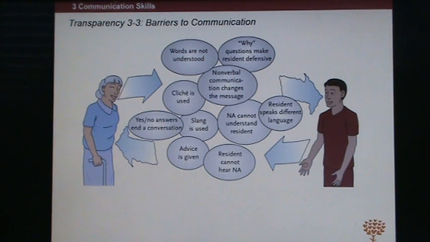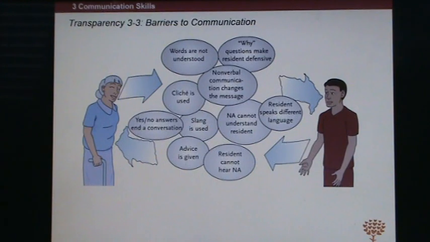Words that are not understood. Don't use big words. Some of us that have an English background, we like to use a lot of isms and idioms and big words. Not here in America. Keep it simple, so that the other person can understand you. Remember, we're already speaking with an accent. So when you're talking to the resident, you have an accent, number one. Number two, if you're using big words, that makes it worse.